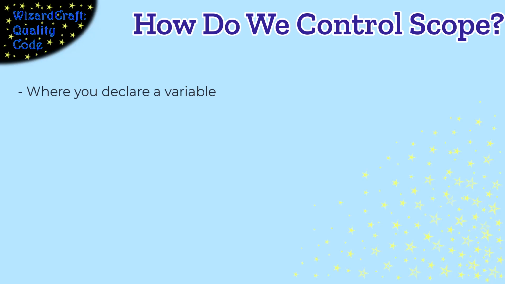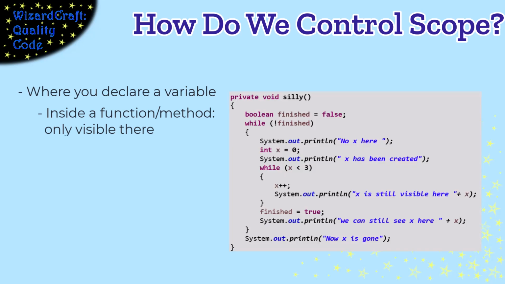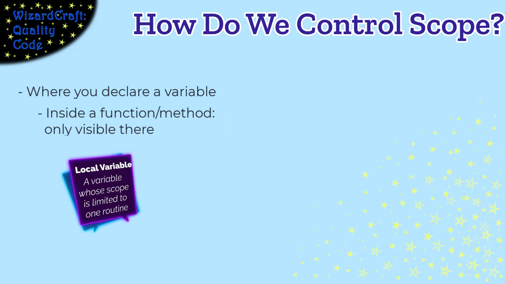For languages where you have to declare variables, often where you declare it defines its scope. Generally, if a variable is declared within a function or method, it's only visible within that routine. And the scope might be even smaller than that. For example, in Java, if a variable is declared inside a method, its scope is from that declaration to the end of the smallest pair of curly brackets that contains that declaration. Variables that are associated with a routine are called local variables.